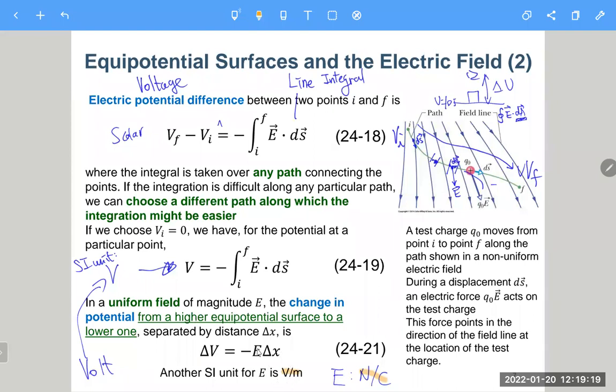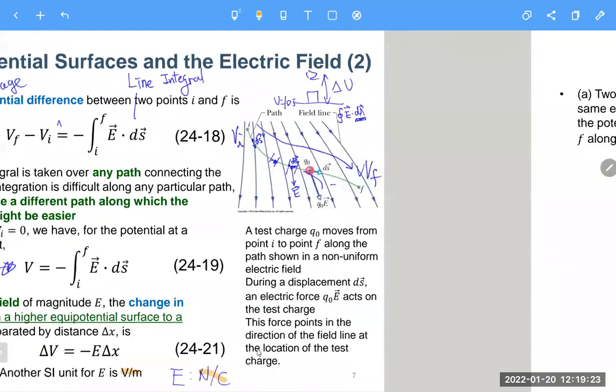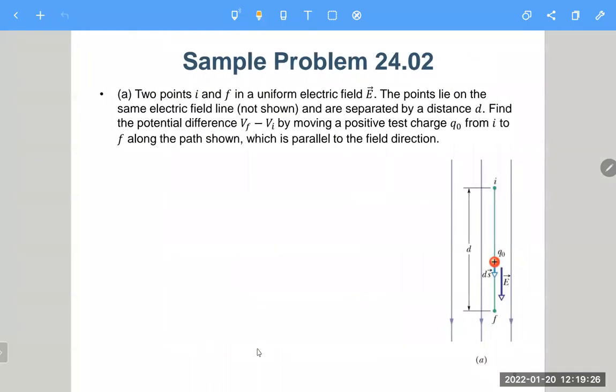Okay, so this is a special case for the potential difference. Let's see a sample problem here. It says two points I and F in a uniform E field pointing downward, shown here. The points lie on the same electric field line and are separated by distance D. So this is the initial point and the final point, and the distance between them is small d. Find the potential difference Vf minus Vi by moving the positive test charge Q0 from I to F along the path shown in green color, which is parallel to the field direction.